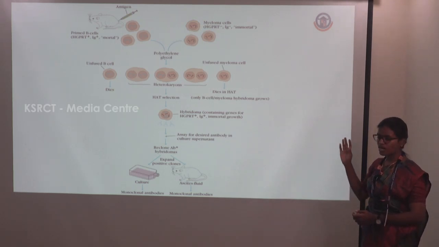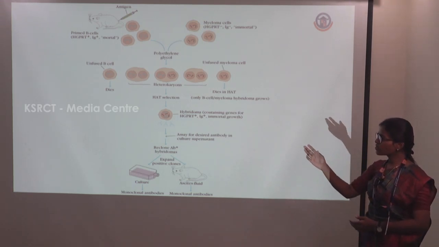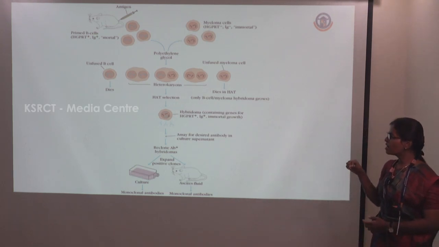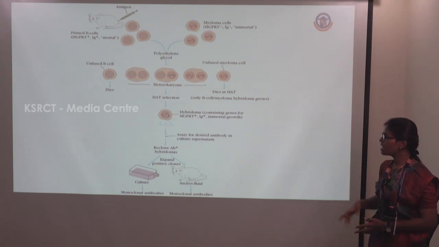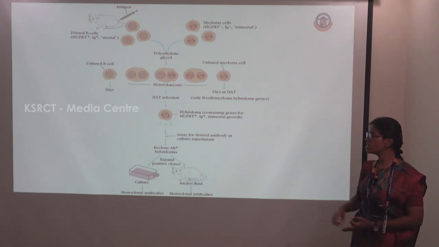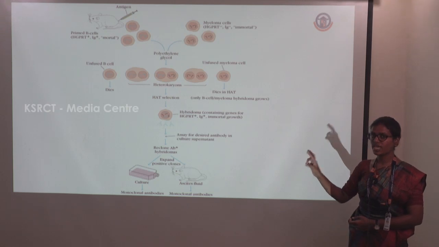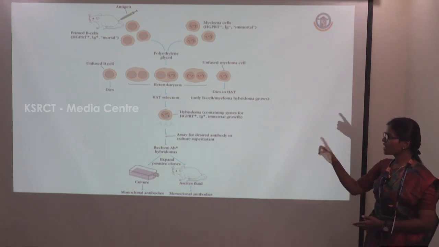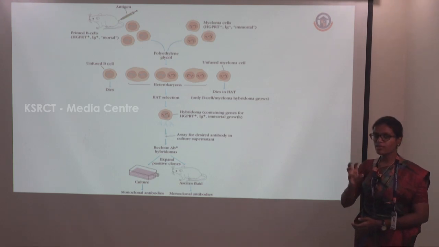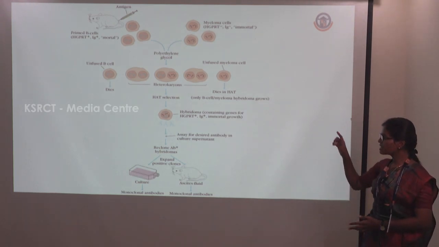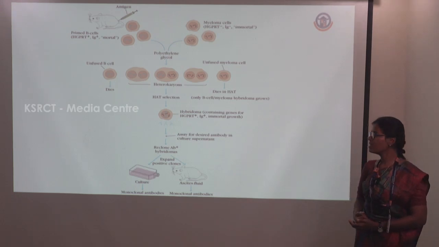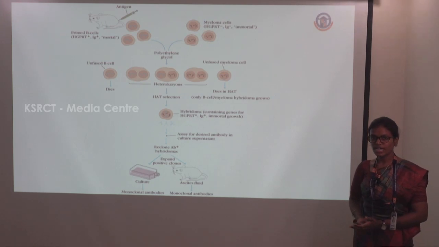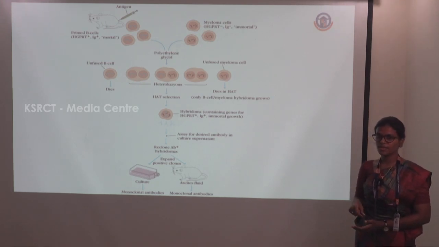We have 5 possibilities here. One is unfused B cell, and another one is unfused myeloma cell. We won't consider those 2 cells, and we have 3 possibilities of fused cells. One is B cells fused with each other, another is myeloma cells fused with each other, and then in those heterokaryons, we are selecting only the B cell and myeloma cell fusion. We are selecting that using HAT media selection, and after culturing in the HAT media, only those correctly fused cells grow in the plate.